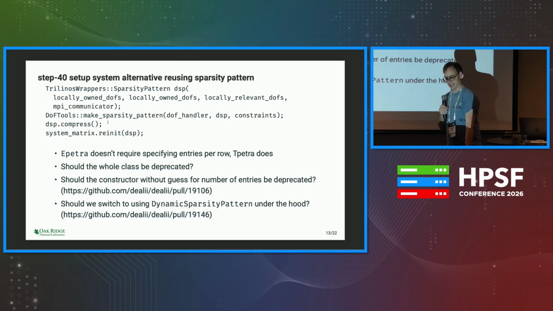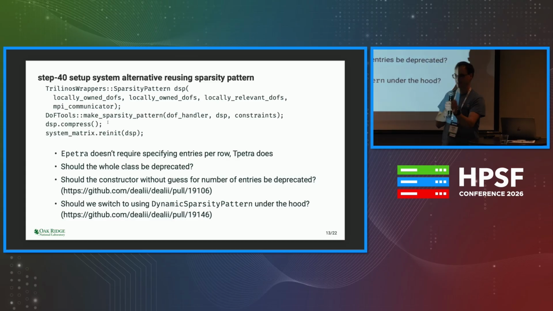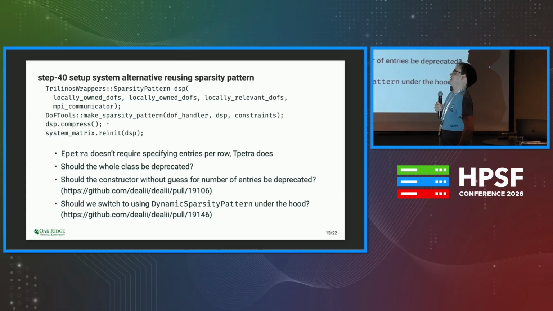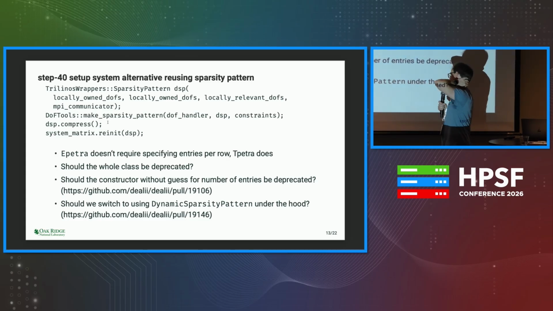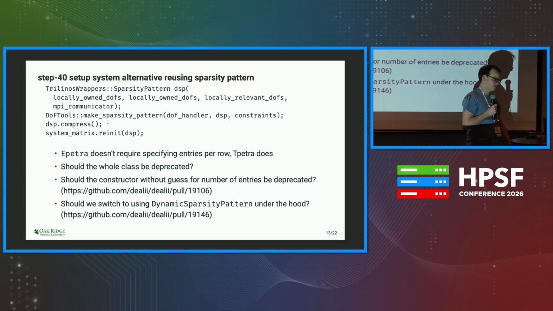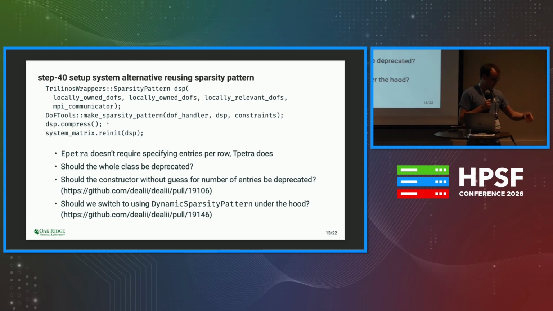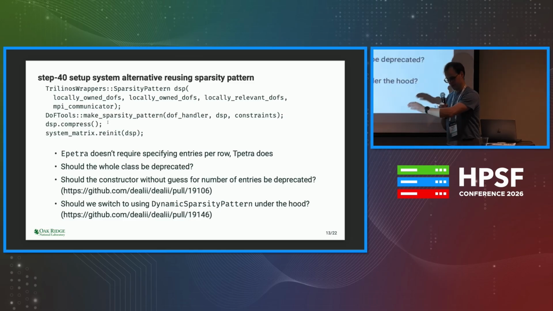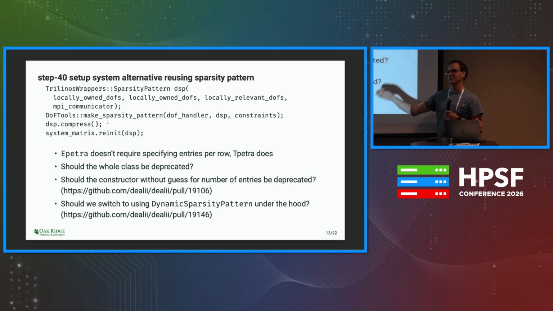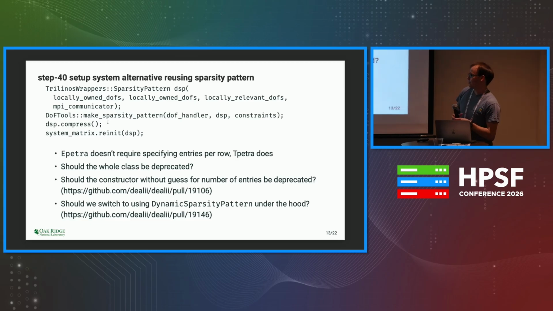Should we just say, okay, Trilinos wrapper sparsity pattern doesn't exist anymore? Maybe we should try to deprecate any constructors that have a guess or without a guess, either way. Or should we just wrap it under the hood? Like, should we just say, okay, we use a deal.II dynamic sparsity pattern under the hood, and only if you are done or compressed, then we will transfer to the Trilinos object.